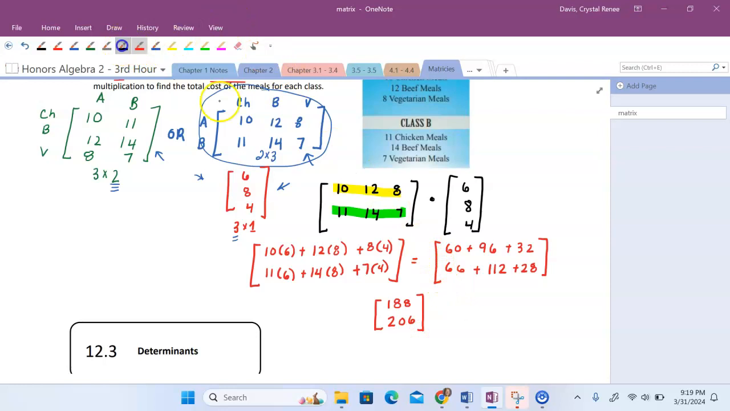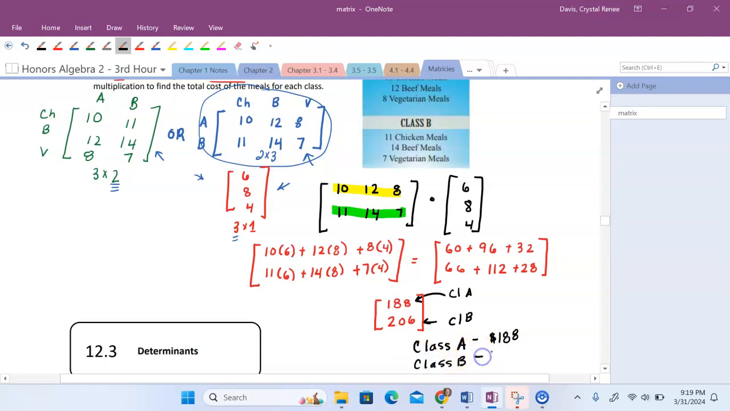If I wanted to interpret this, this is class A, this is class B, so I could say class A would total $188 and class B would total $206.